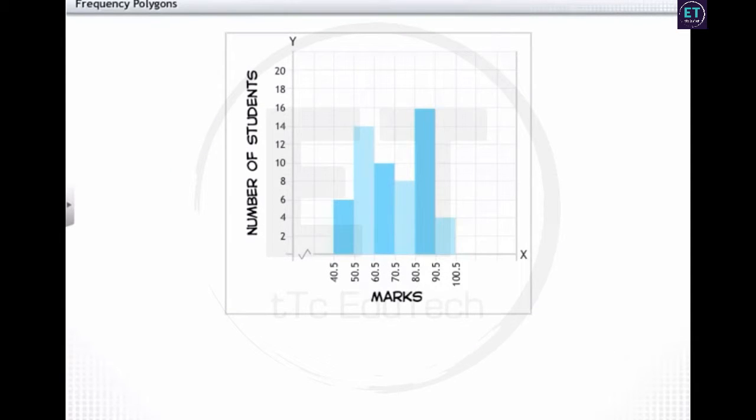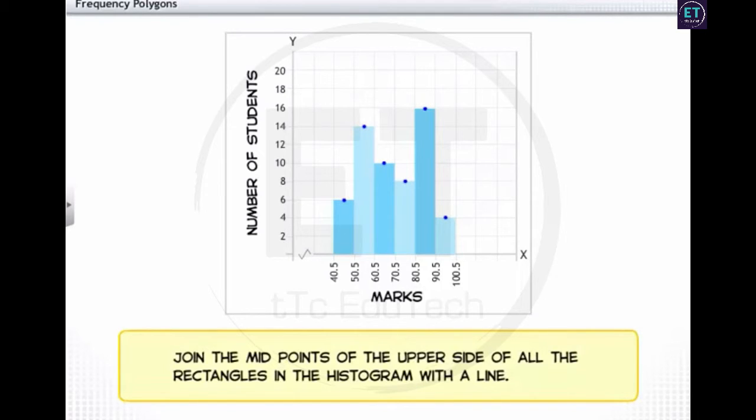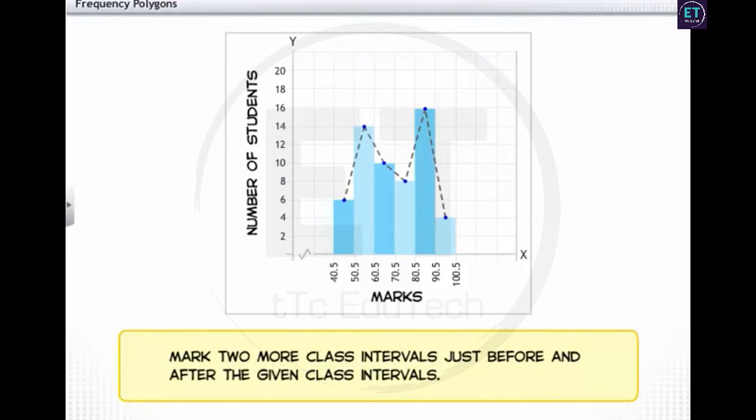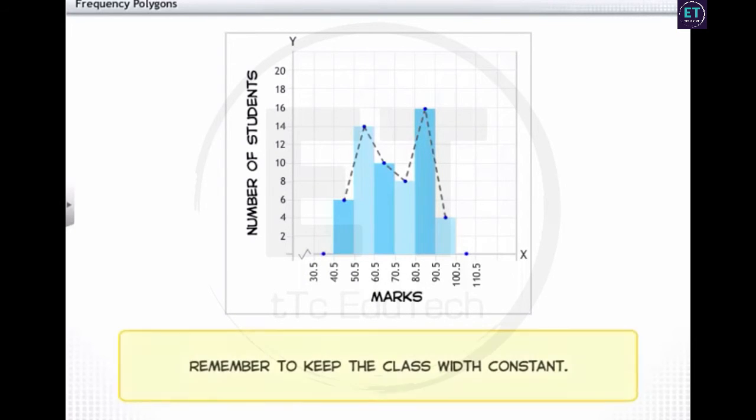Now, let's look at another interesting way of representing data. Consider the midpoints of the upper side of all the rectangles in this histogram and join them with a line. Now consider two more class intervals just before and after the given class intervals. Note that we keep the class width constant.